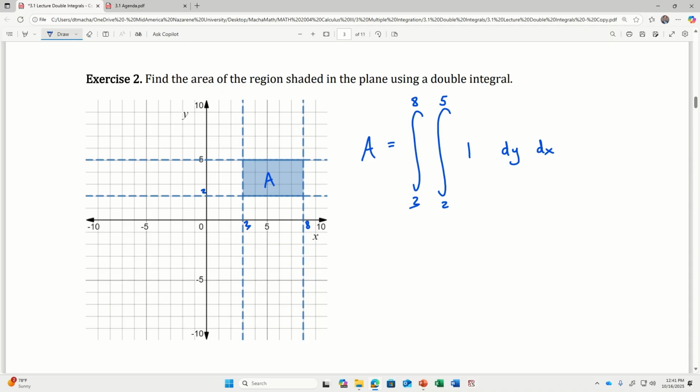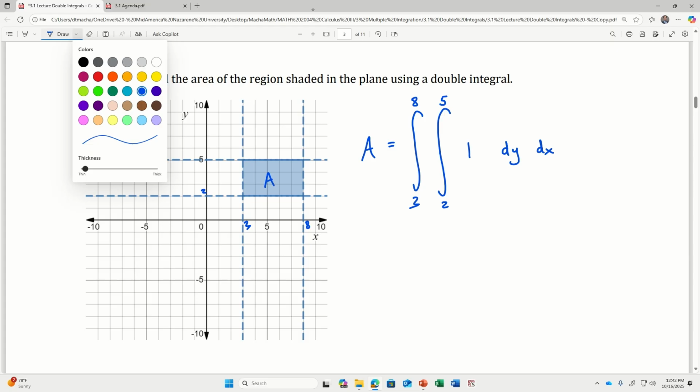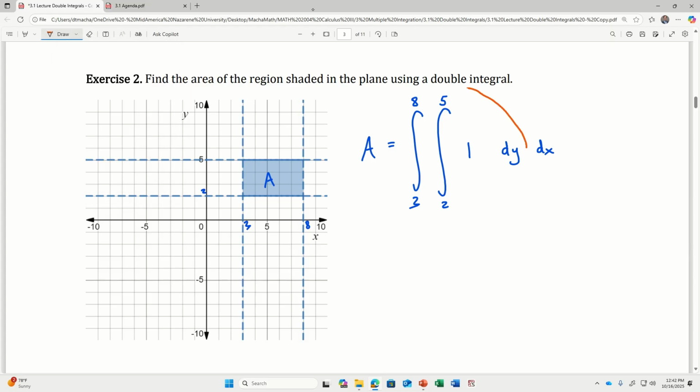So my y variable is allowed to be anywhere between 2 and 5, and my x variable is allowed to be anything from 3 to 8 on those bounds. So you see the bounds of the integral match the bounds of this region in the plane. And again, the inside integral goes together, right? The last integral sign and the first d variable are connected. You don't read both from left to right. You read them in inside to out order.